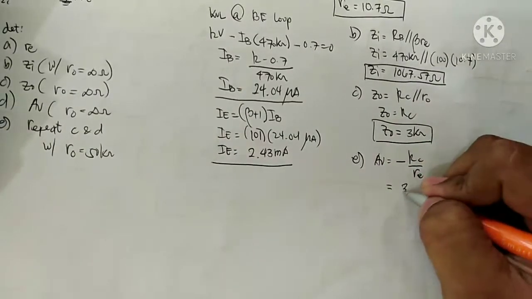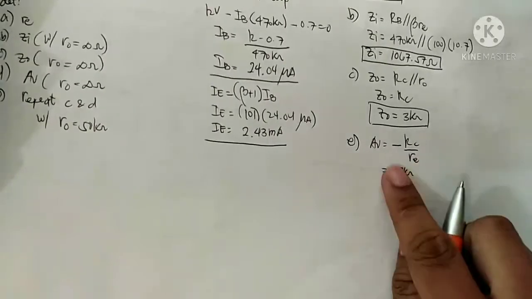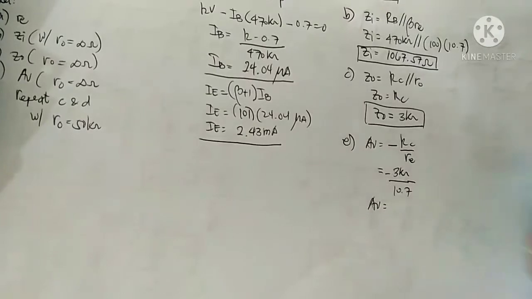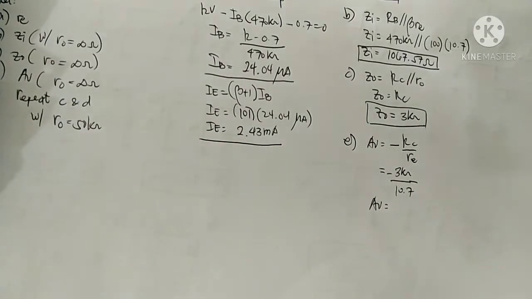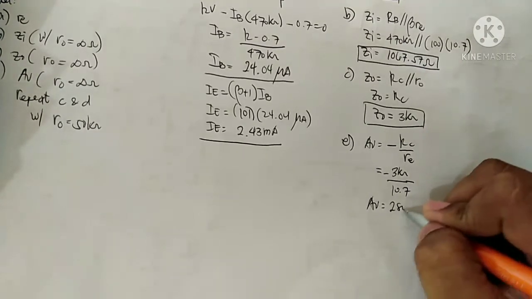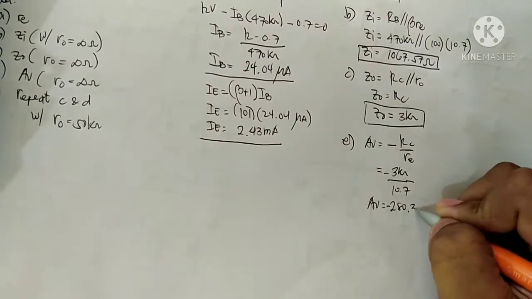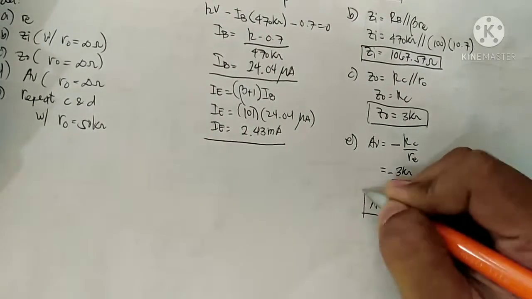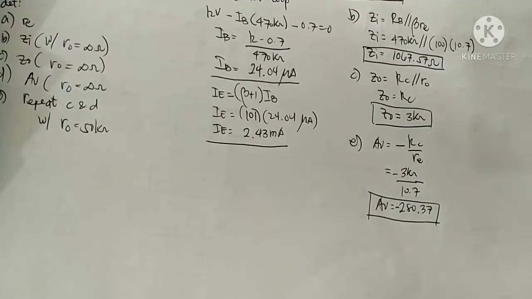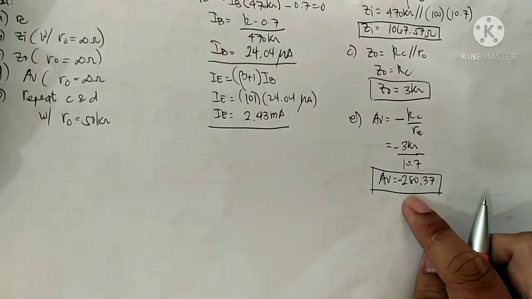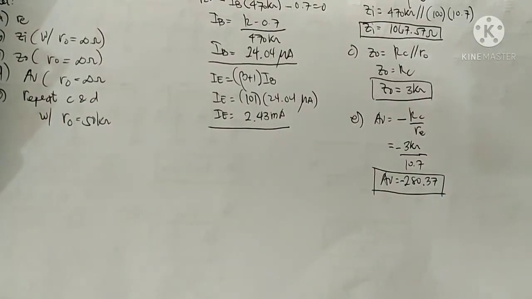So 3K over 10.7, so this is negative 280.37. So this is our voltage gain. So what does it mean?